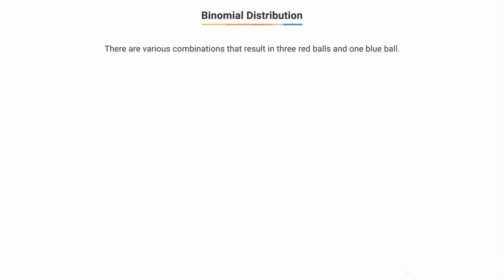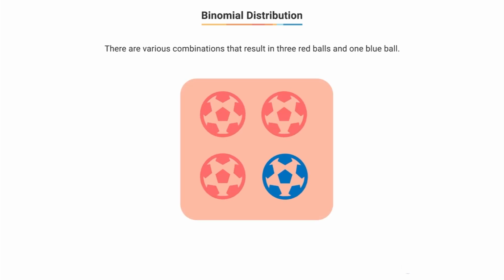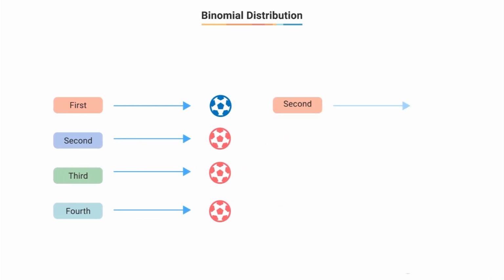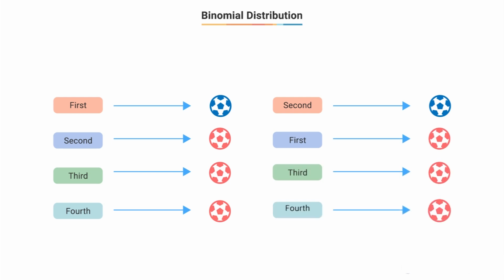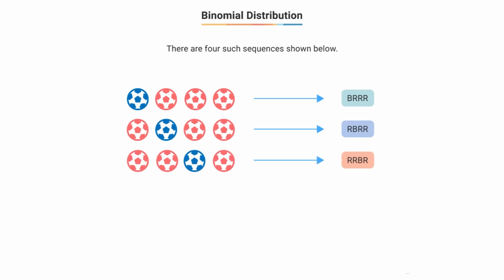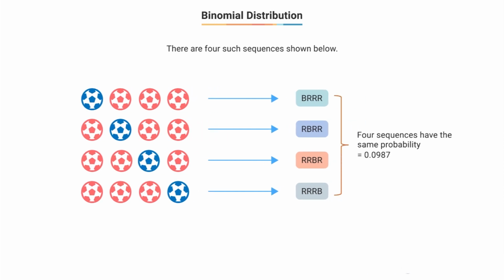Similarly, there are various combinations in which we can get 3 red balls and 1 blue ball. Here the first ball was blue followed by 3 red balls, but we can also have a combination where the second ball is blue and the first, third and fourth balls are red, and so on. If we write down the different sequences in which we get 3 red balls and 1 blue ball, then there are 4 such sequences, that is B triple R, R B double R, double R B R and triple R B. If you calculate the probability for each of these events, you will see that all the 4 sequences have the same probability of occurring, that is 0.0987.